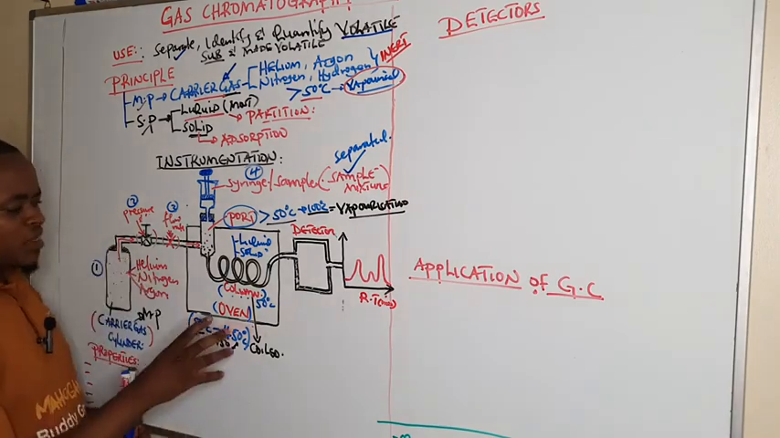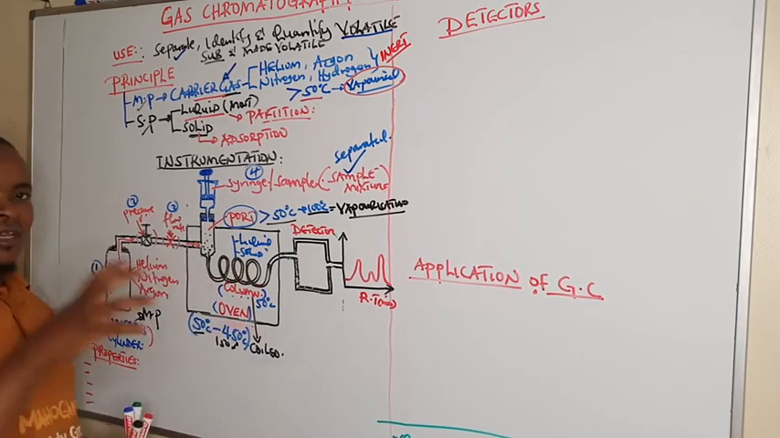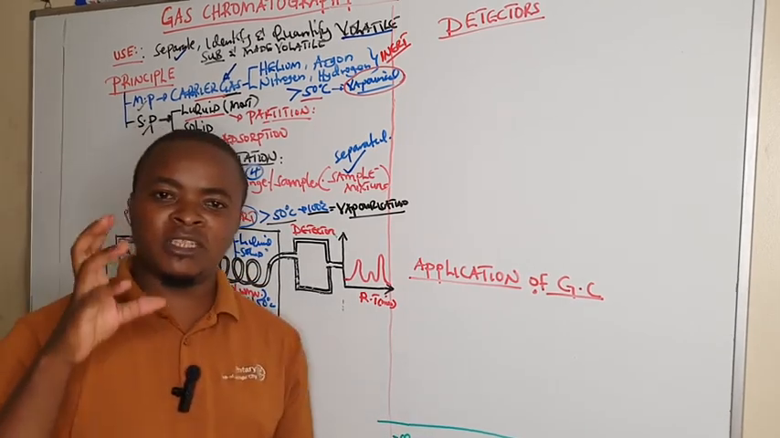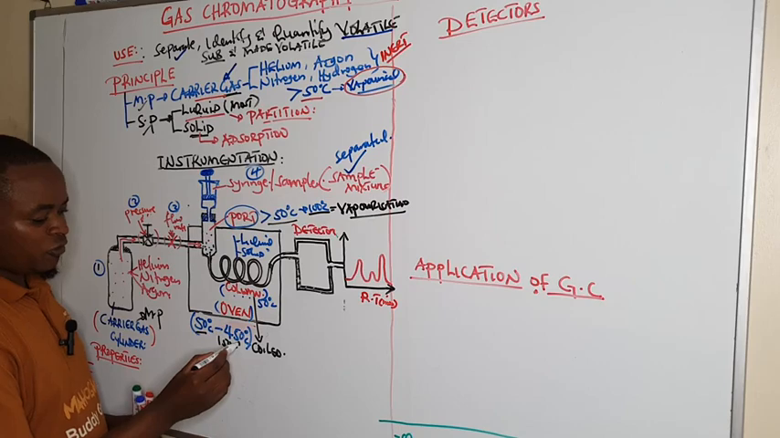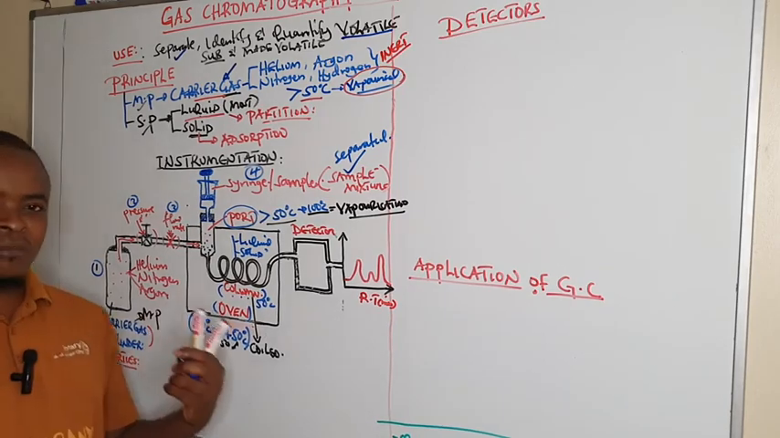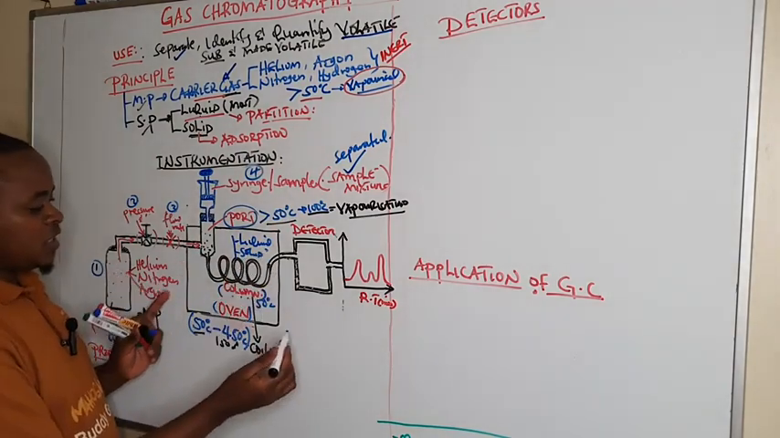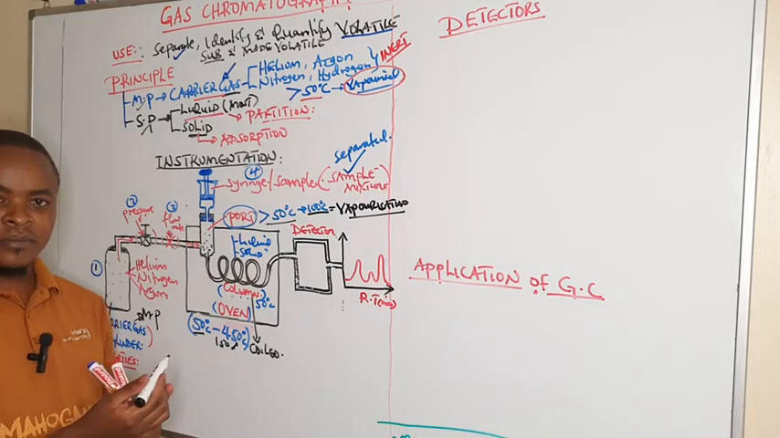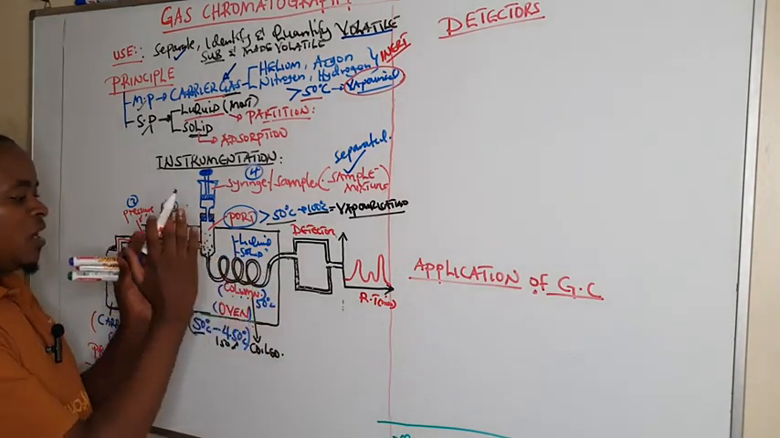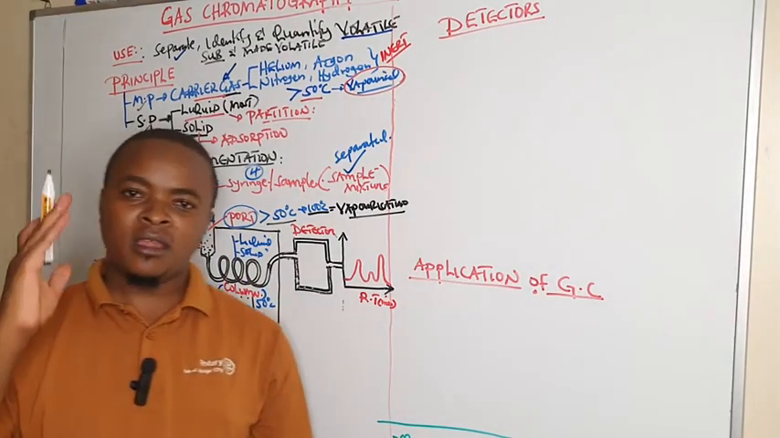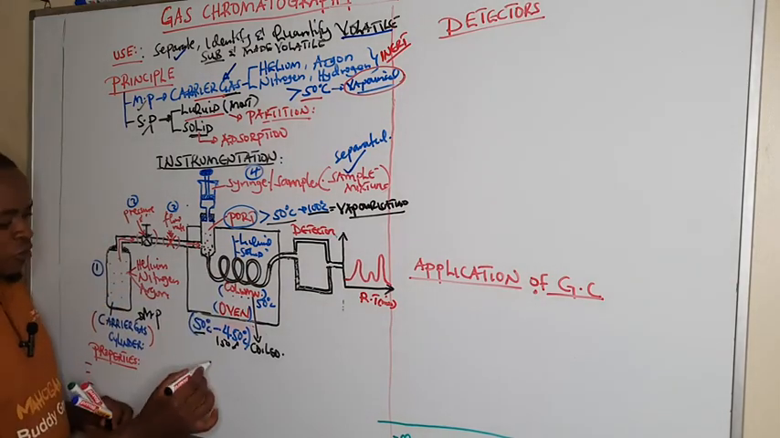So one thing we need to know is that in gas chromatography, the stationary phase in the column needs high temperature, that is 50 to 450 degrees. And how is it maintained? It is maintained by putting it in what we call the oven. This is the column oven, which regulates the temperature to what we require to run our gas chromatography.